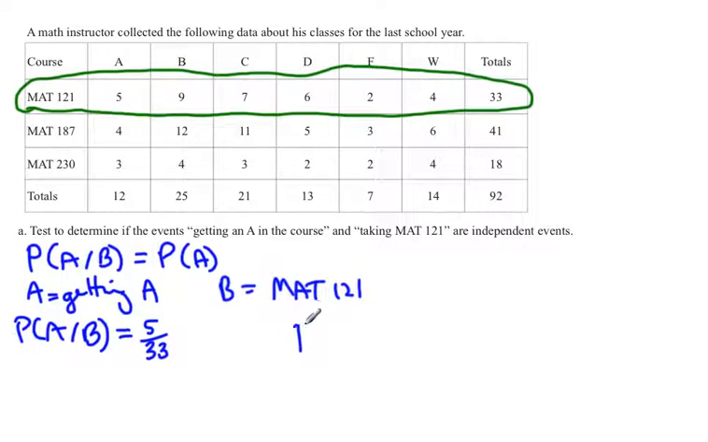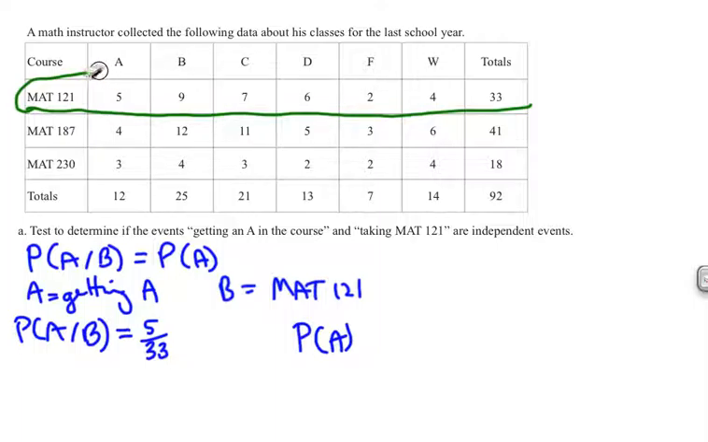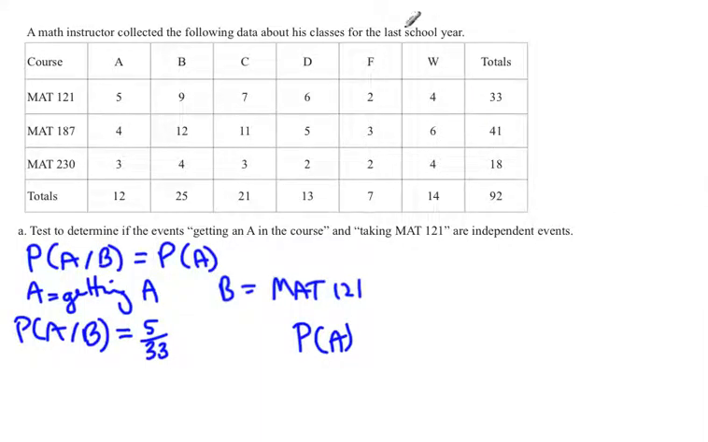Next we need to look at the probability of just having an A. So now we're not given any information, so we no longer look at just this one row, we have to look at the whole table. In this whole table, we notice that there are 92 people, and out of those 92, 12 of them got A's. So the probability would be 12 out of 92.